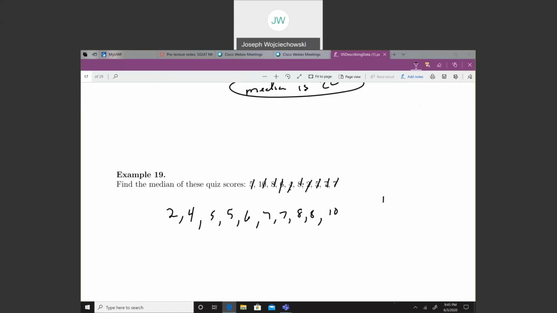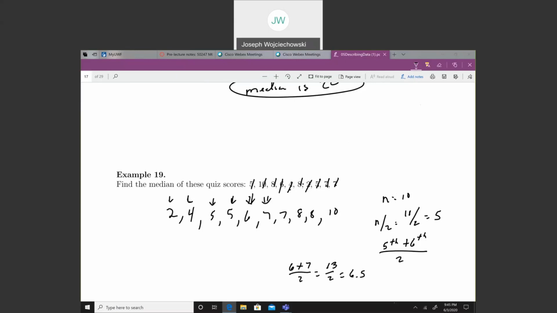So n divided by 2 equals 10 divided by 2, which is 5. So I need to find the fifth plus the sixth data point and divide that by 2. So 1, 2, 3, 4, 5, and 6. So this becomes 6 plus 7 divided by 2. 13 divided by 2, which is 6.5. It should be right in here.